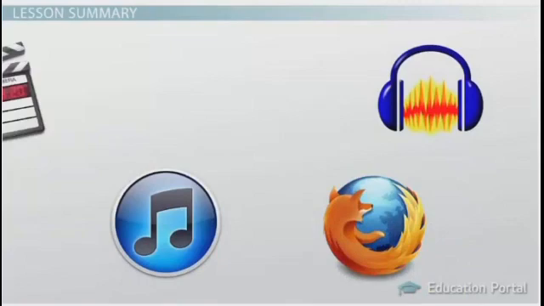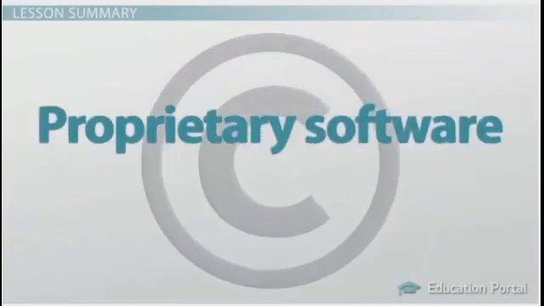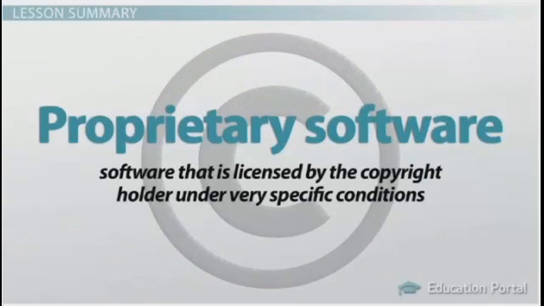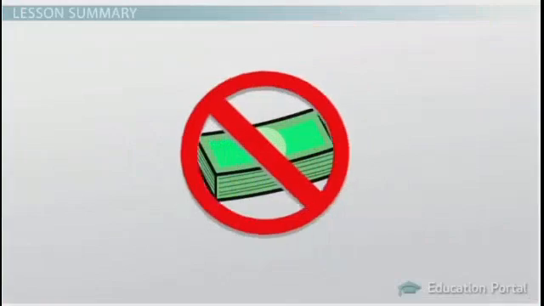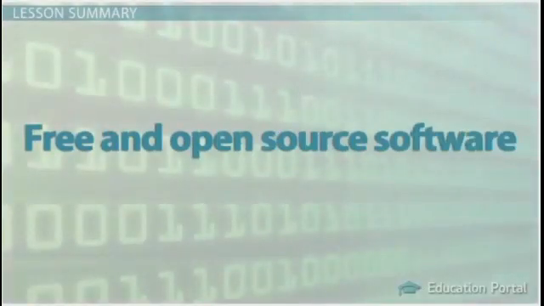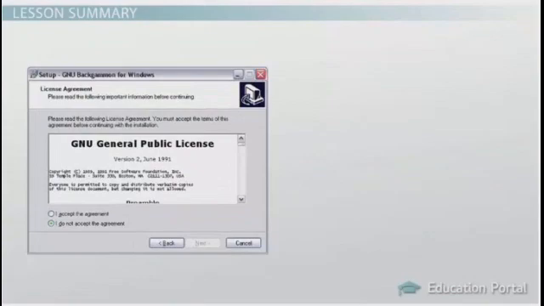All software applications require a software license, which is a legal instrument that governs how the software can be used and distributed. Proprietary software consists of software that is licensed by the copyright holder under very specific conditions. Typically, you are not allowed to modify or distribute the software. Some proprietary software is commercial and you have to pay for a license, but other proprietary software is free. Free and open source software is software that is freely distributed and for which the source code is released. The license for this type of software states that you can use, modify, and distribute the software.